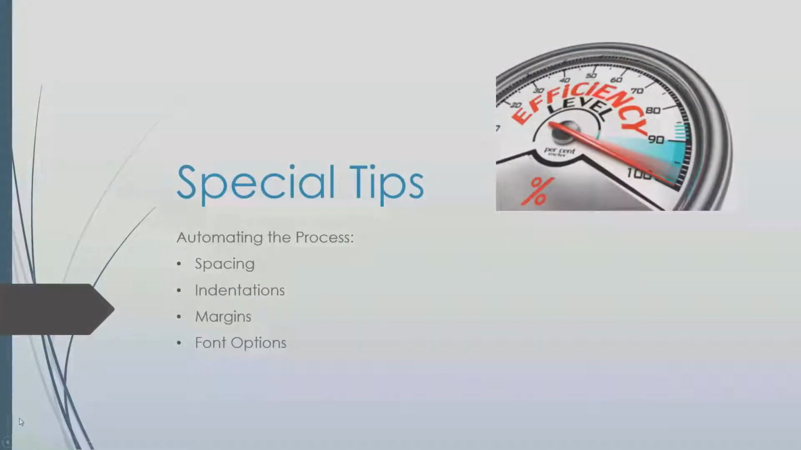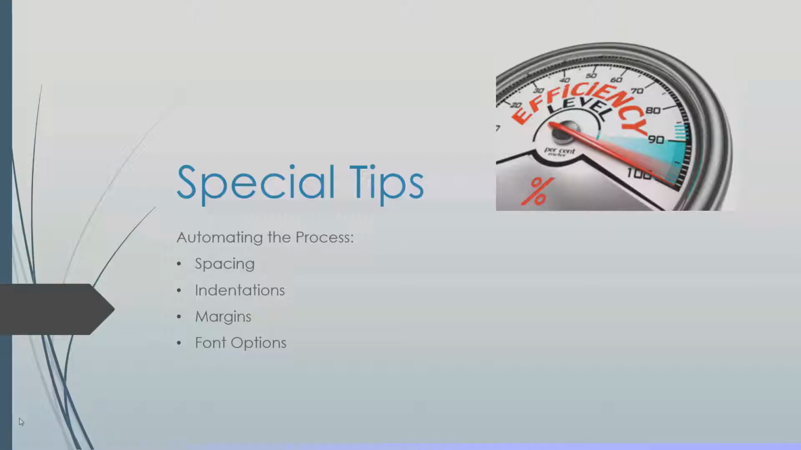Now that we did all of that, you can see it's kind of a pain to go through, and you would probably like to avoid having to do it every single time you do a paper. Luckily, there is a way you can make some of these changes permanent. In particular, the spacing, indentation, margins, and font options can all be made permanent so that every time you open a document, it already has double spacing with no extra spaces between paragraphs, correct margins and indentations, and the font size that you want to use.